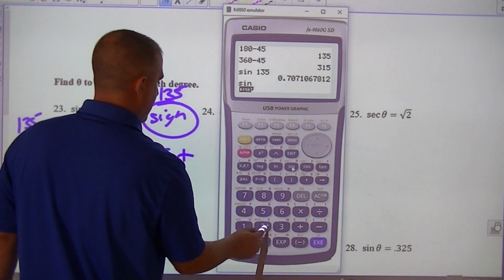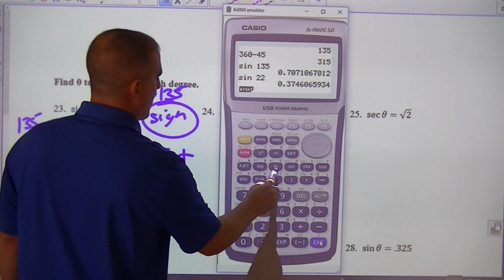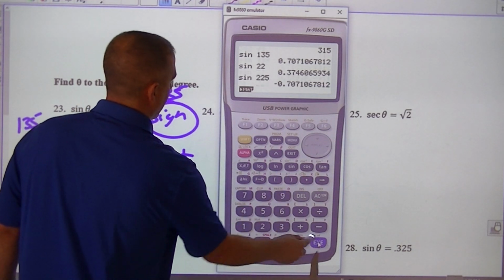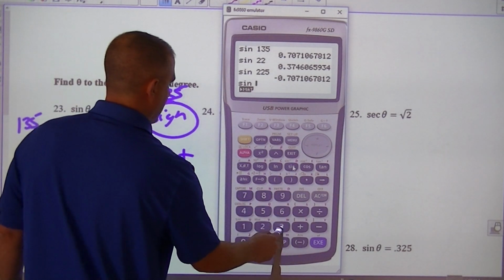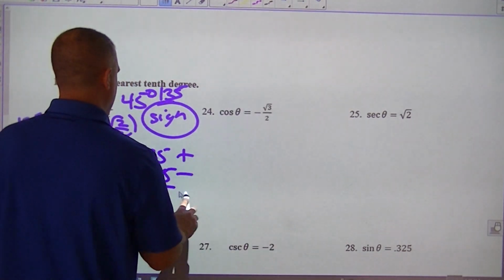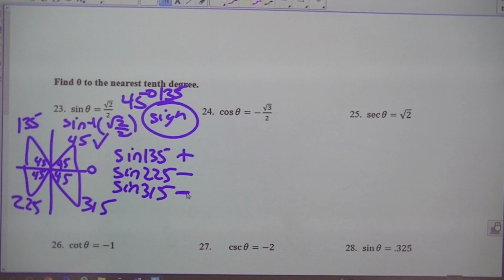As you can see, sine of 225, yours turns into radicals, unlike mine. That's negative. Sine of 315 is also going to be negative. So the thing you wanted were the two positives, which would be there.